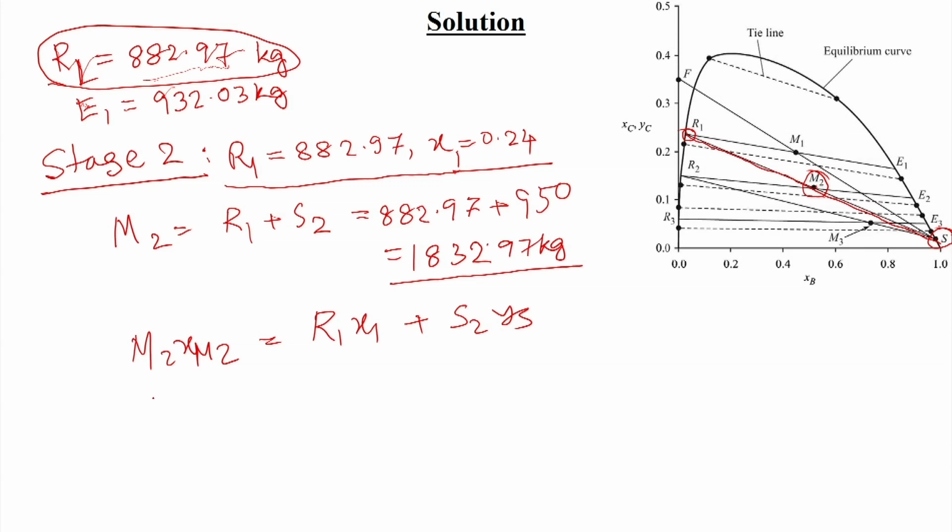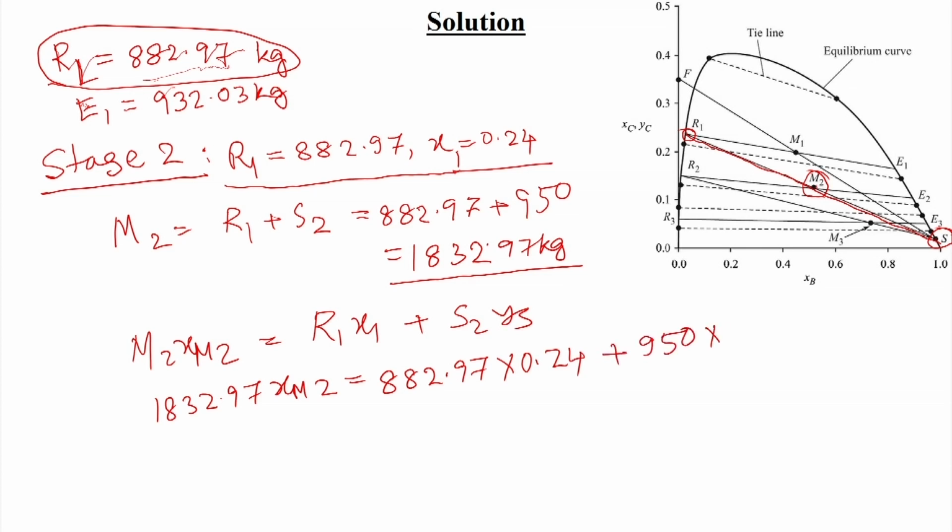So, here m2 is equal to 1832.97 into xm2 is equal to r1, which is 882.97, into x1, which is 0.24, plus s2, which is 950, into ys, which is 0.02. So, from here we will be getting xm2 equal to 0.126. So, this xm2 is 0.126, and we have got this one.